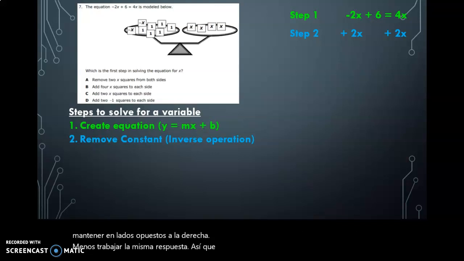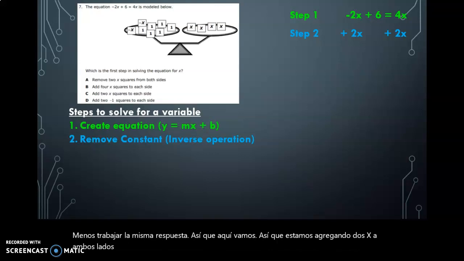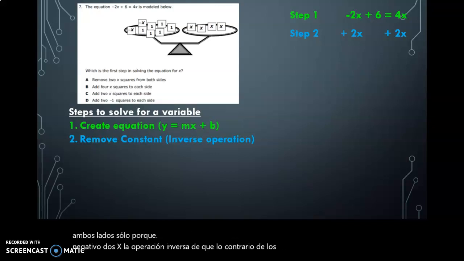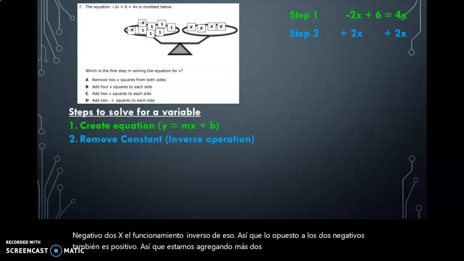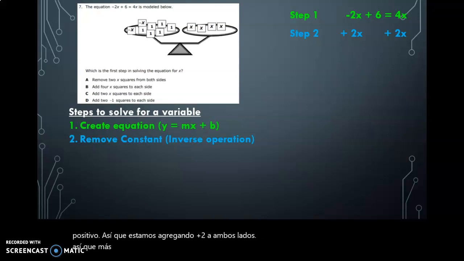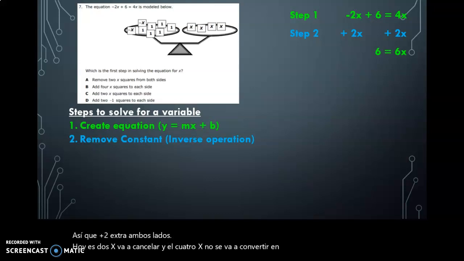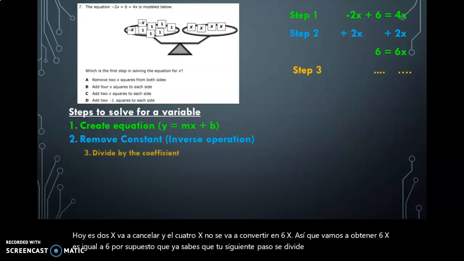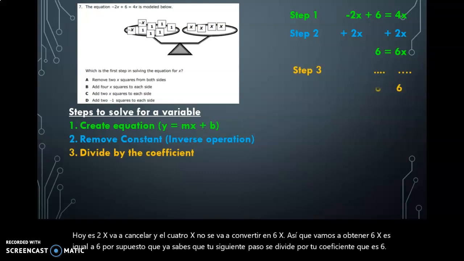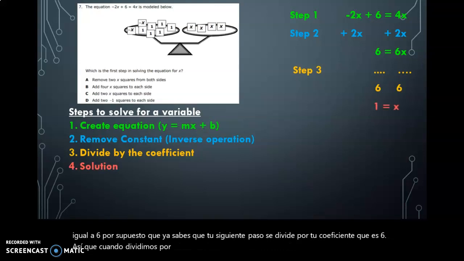So we're adding 2x to both sides, only because the negative 2x, the inverse operation of that, so the opposite of negative 2 is positive 2, so we're adding plus 2x to both sides. The negative 2x is going to cancel, and the 4x is now going to become 6x. So we're going to get 6x is equal to 6. Of course, you already know your next step is to divide by your coefficient, which is a 6. So when we divide by 6, we're going to get x to equal 1.